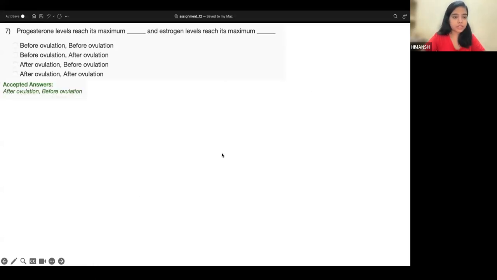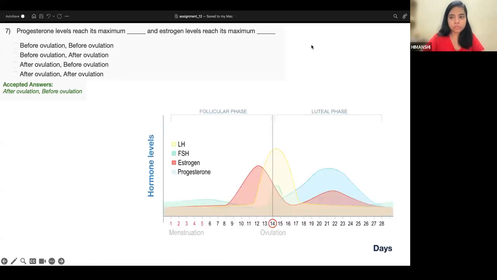The correct answer is after ovulation and before ovulation. It was an obvious question because we have just seen in the previous question itself what the graph looks like. So the question was about progesterone levels reaching their maximum. You can clearly see that this is the progesterone level and it reaches maximum just after the ovulation. And the estrogen level reaches maximum, we can see here the estrogen is the red one, reaches maximum before ovulation. So this is the case. I hope it was not a difficult question to answer.